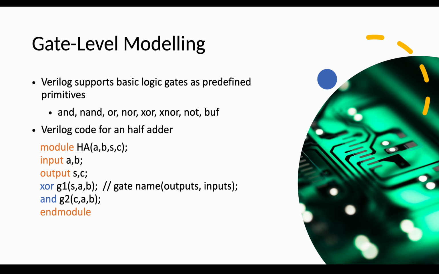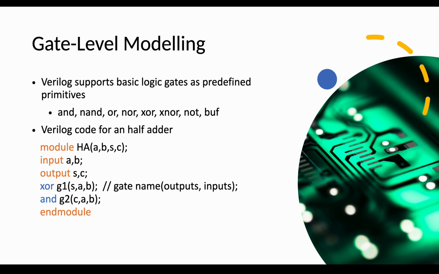There is a code I have given, which is a Verilog code for a half adder. I have started with the keyword module and given the module name as HA. A, B, S, C are the ports. A and B are my input ports, and S and C are my output ports. We know that sum is the result of XORed inputs. So we are calling the primitive gate XOR, and we are giving the gate name as G1.